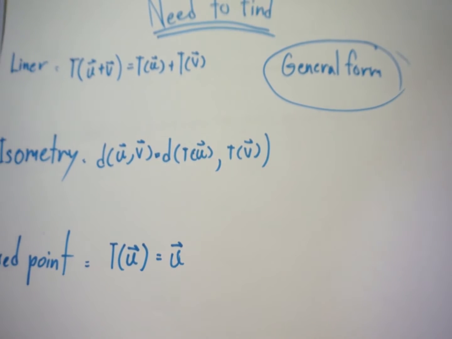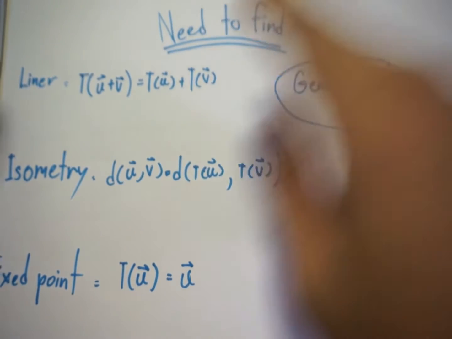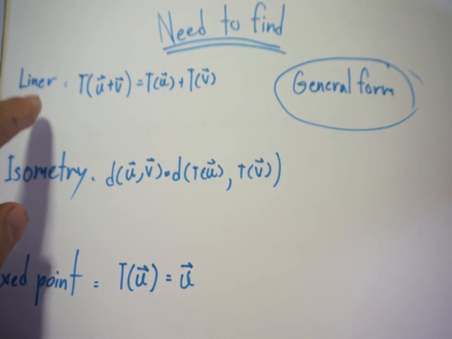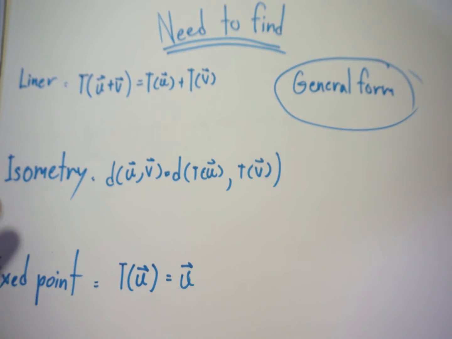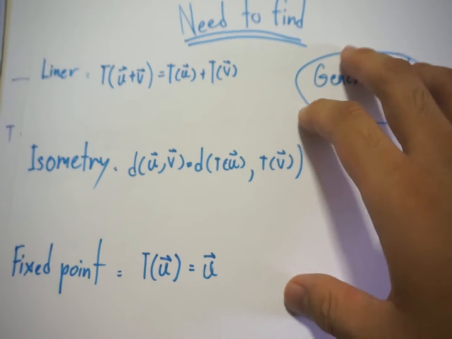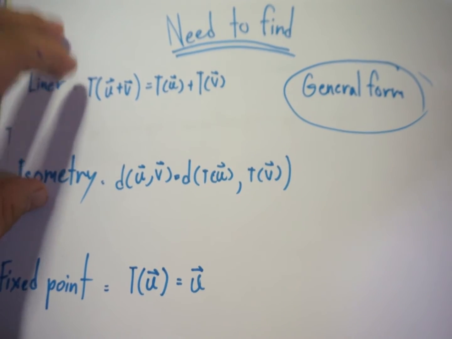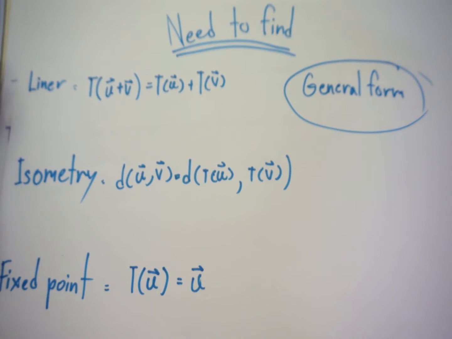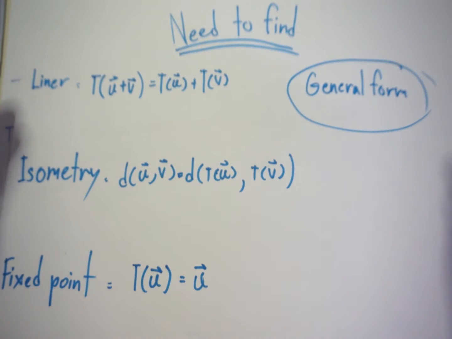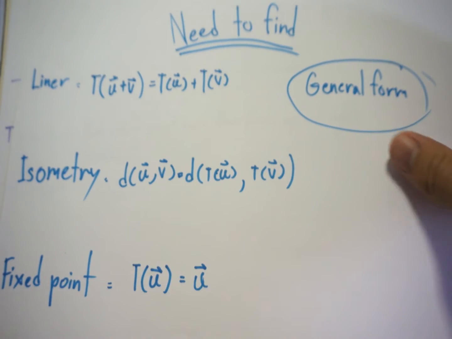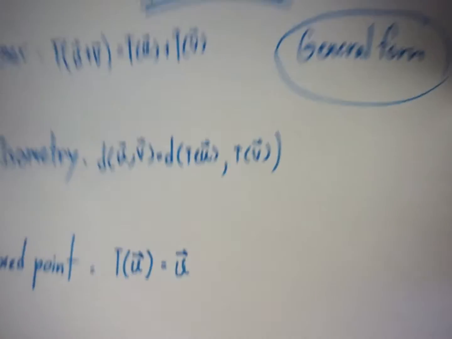In today's transformation, I want to focus on the stuff that we need to prove, which is what we need to find. Is the graph linear together? Is it isometry? And the fixed point of it. But the important point of finding these is to find the general form first. Let's go on to the examples of what we're gonna do in a question.